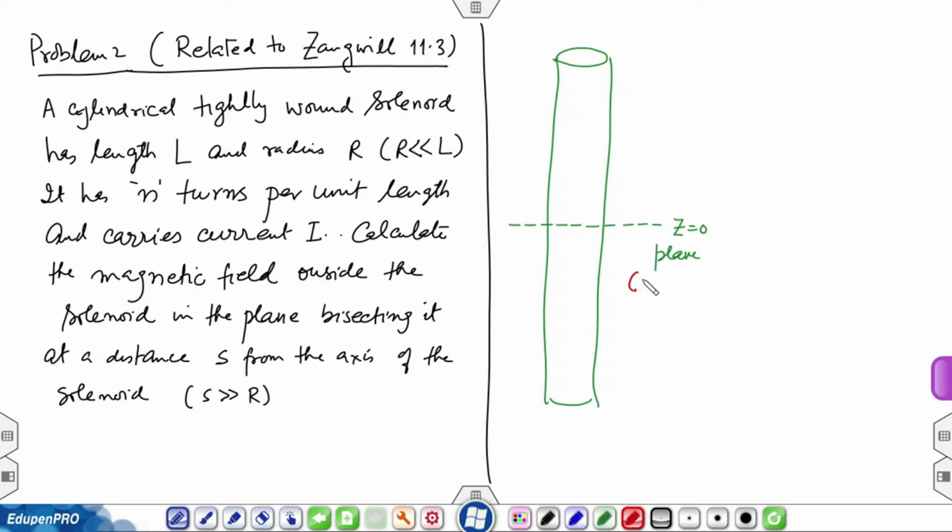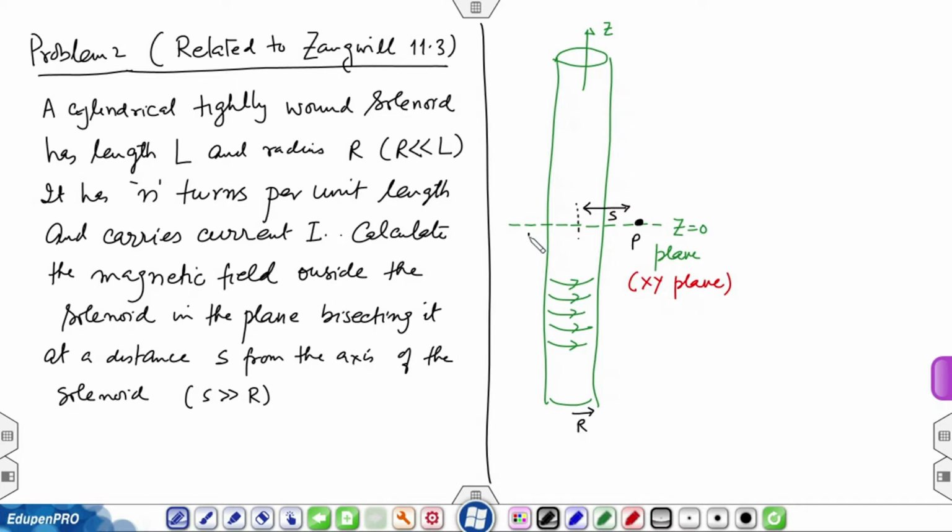In the bracket I will write this is xy plane. It carries current I in these tightly wound wires. So, this is along the z axis. I want to find the field at a point P, which is at a distance s from its axis. The radius of the solenoid is r and its length is L.